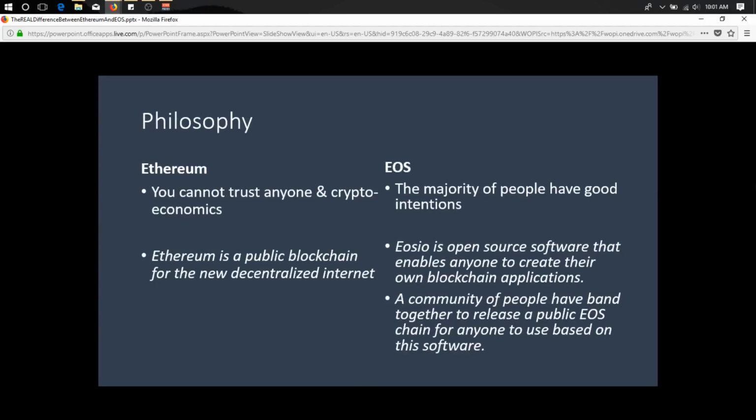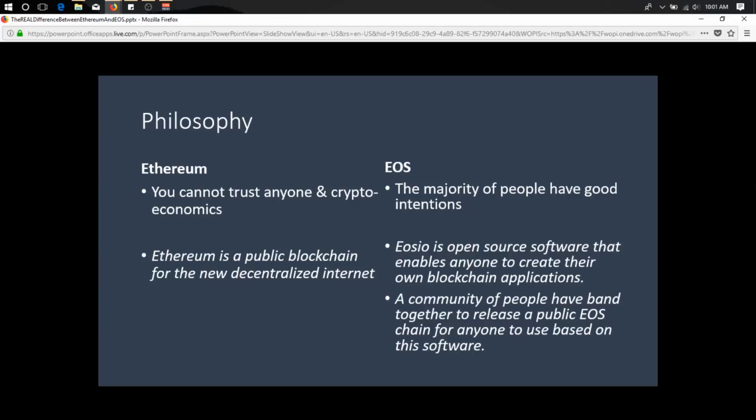So why do we have two platforms instead of one? They both seem like they are trying to achieve the same goals. What it really comes down to is the philosophy behind each project. Ethereum believes that you cannot trust anyone, and we must use game theory and crypto economics to incentivize people to get along with each other. On the other hand, EOS believes that the vast majority of people have good intentions, and it is better to have human intervention than solely relying on computers. In short, Ethereum is a public blockchain for the new decentralized internet.